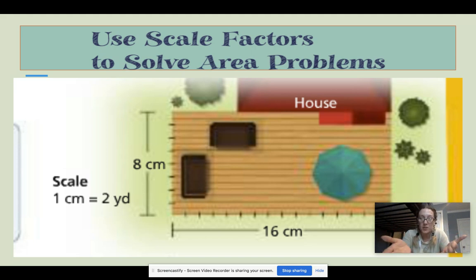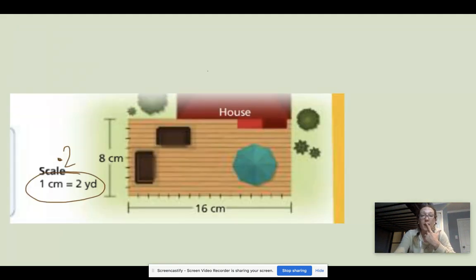So we have this drawing, right? Maybe this is a building manager, or maybe this is an architect. Maybe this is just a person who wants to build a deck on their house. And they drew it out, right? Maybe they went to Home Depot and got this done. They need to convert those centimeters to yards before they can figure out the area to figure out how much wood they need to buy for their deck. So let's see how that's going to work, right?